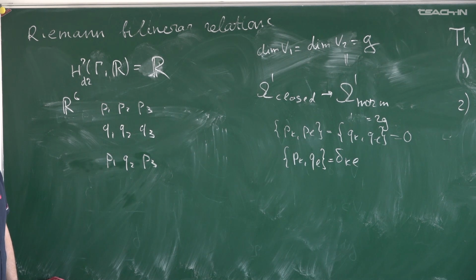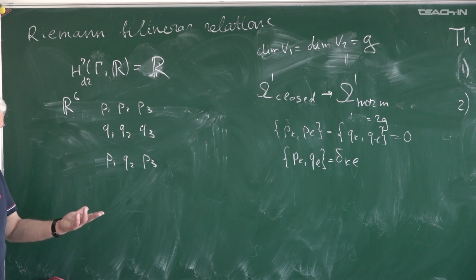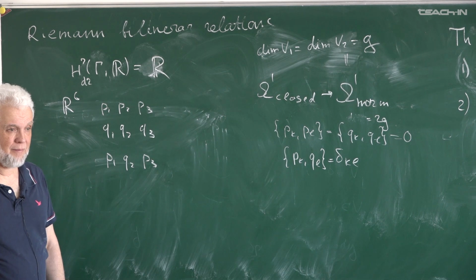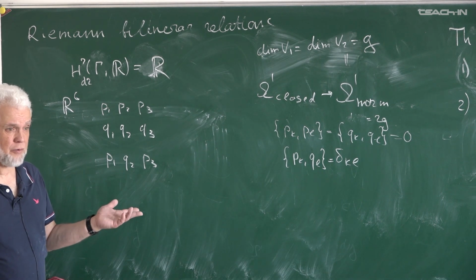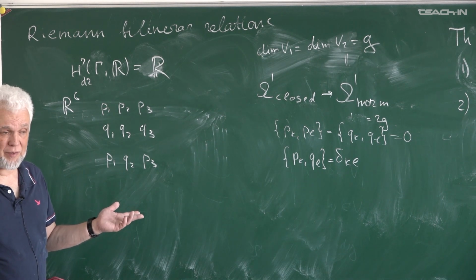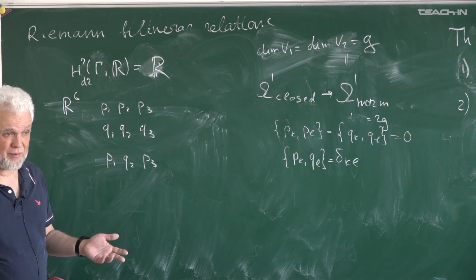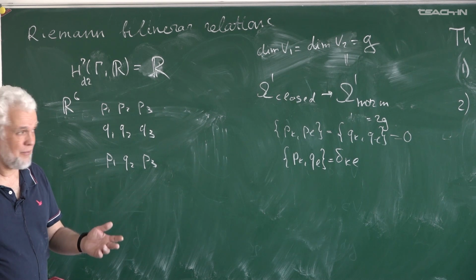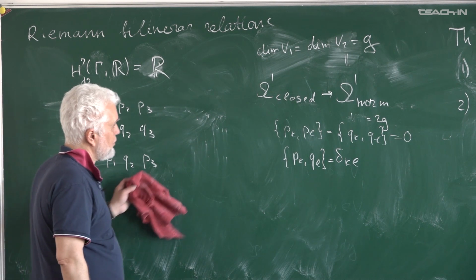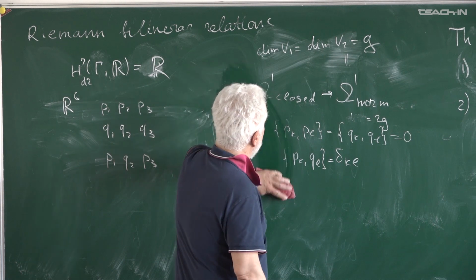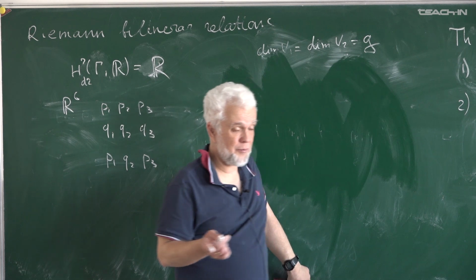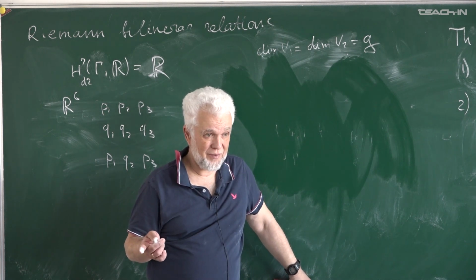Any pair of vectors here has 0 Poisson bracket, yes. By the way, Lagrangian subspaces are very important in all classical mechanics and quantum mechanics. You recognize? So easy. So in this case, the cycles A form a Lagrangian subspace here. You understand?